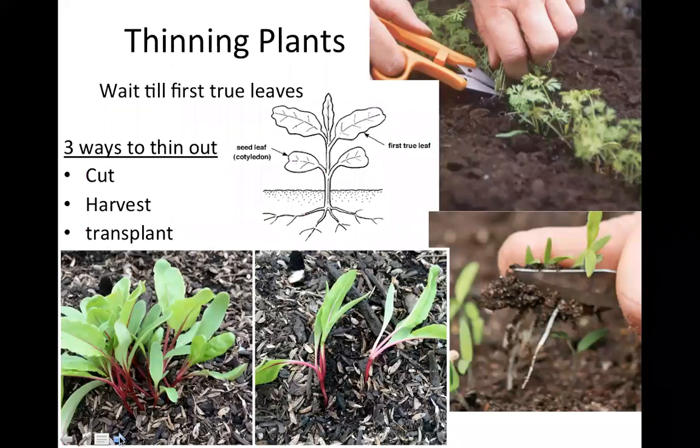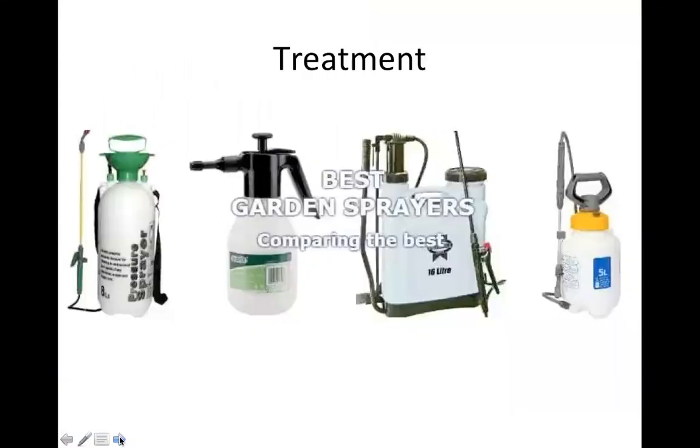Thinning as well, not overcrowding your plants. If you planted too many things, go ahead and thin them out and get proper spacing, so you can have circulation. That's going to help with fungal issues and reduce fungus.